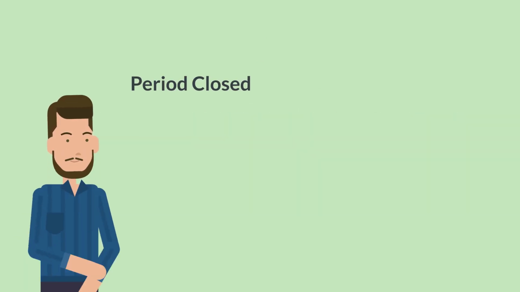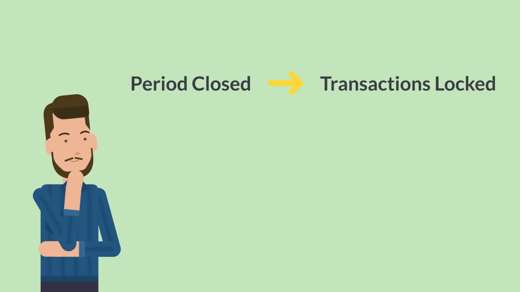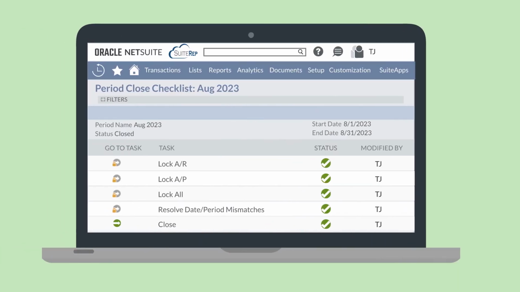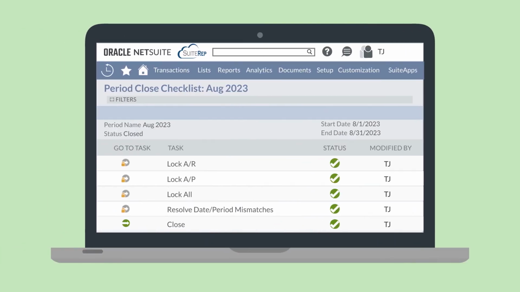How would you lock or unlock transactions in an accounting period? When a period is closed, its transactions are locked. In fact, if an accountant is in the middle of working through the close process for a period, transactions might already be locked for that period even before it's officially closed. When a transaction is locked, certain non-GL impacting aspects of the transaction can still be edited. But to edit any GL impacting parts of the transaction, you would first need to unlock the transactions in that period.